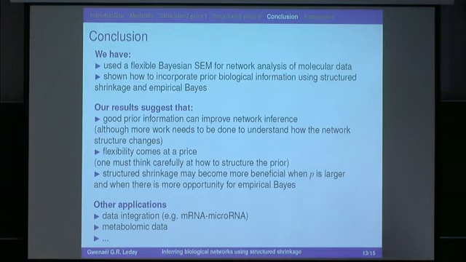I think flexibility comes also at a price. Even if you're flexible in terms of structure, you still need to think carefully on how to structure your prior and how you would like to carry out structure regularization. Importantly, I just looked at a problem with 185 proteins, but I expect that the effect of structure shrinkage will become even more beneficial as P increases, because you basically have more opportunity for empirical Bayes.